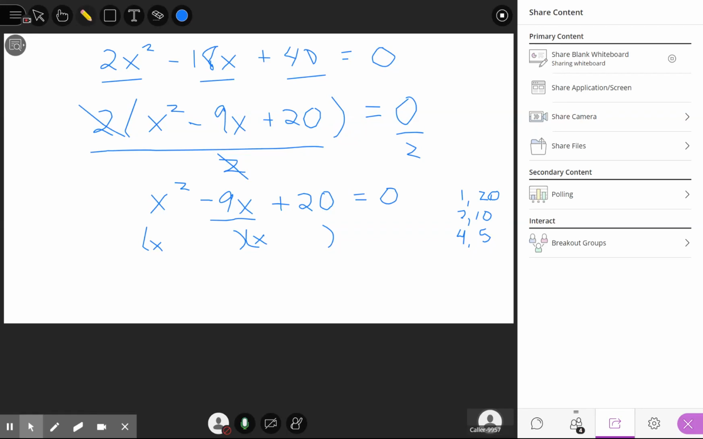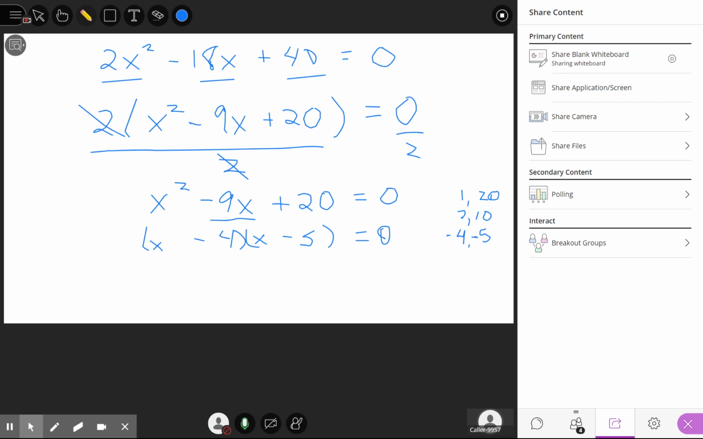Okay, so in thinking of what multiplies to 20 that might add to -9, we have to remember that a negative times a negative is a positive. So if we took -4 times -5, that multiplies to 20. -4 plus -5 is -9, and we still have equals 0.